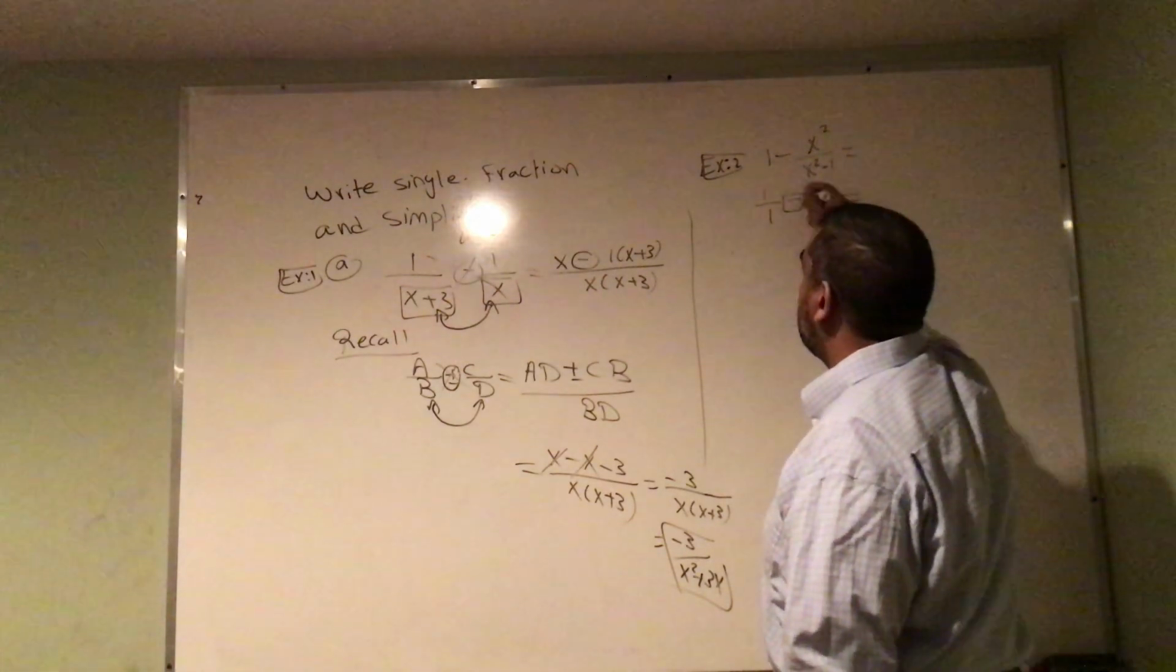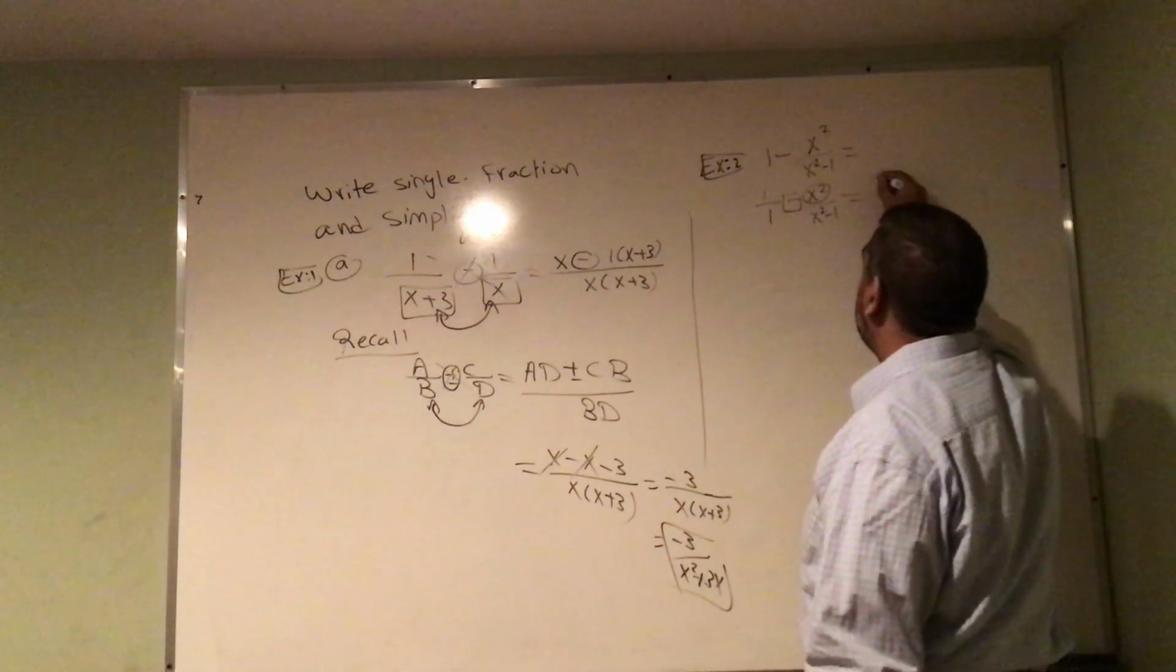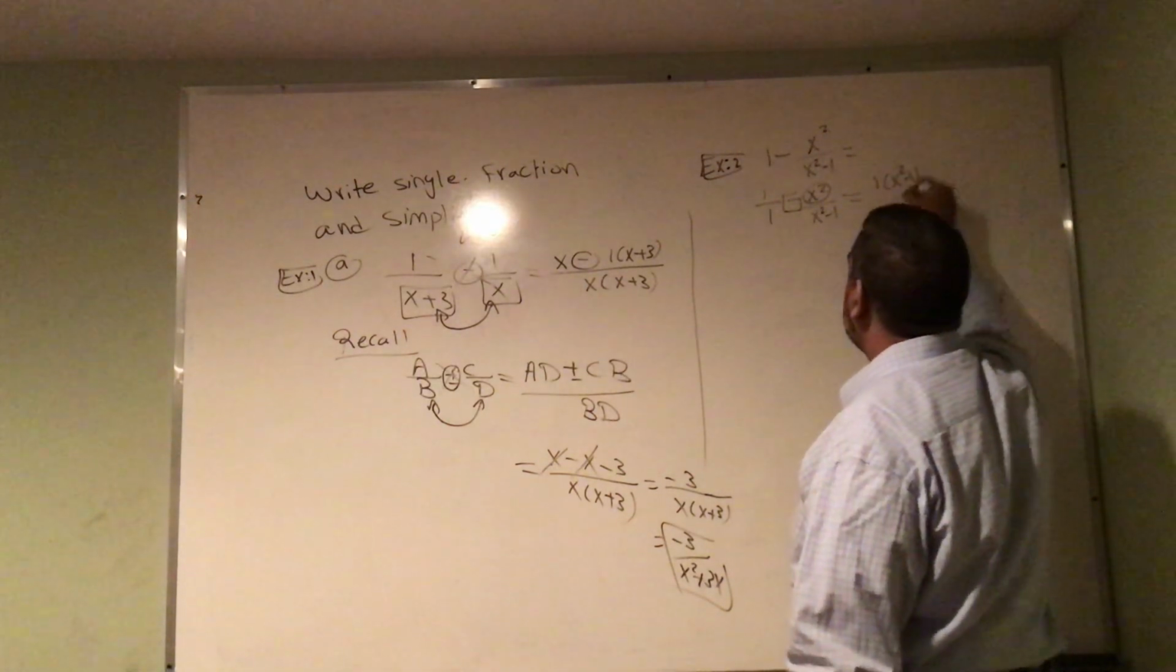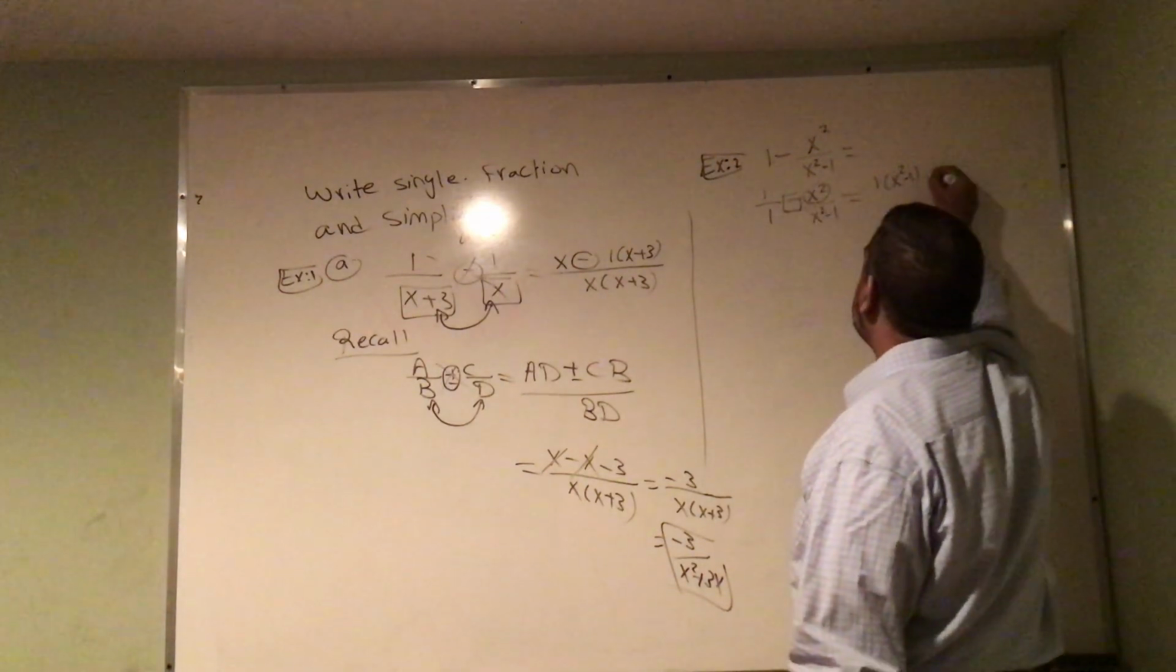What is the sign in between? Minus. So I'm going to do the cross. You take 1 multiplied by x squared minus 1. And here, what do you have? The sign in the middle, minus.